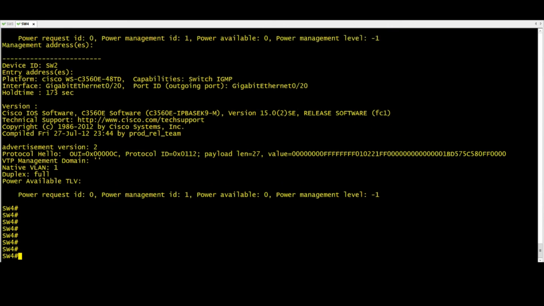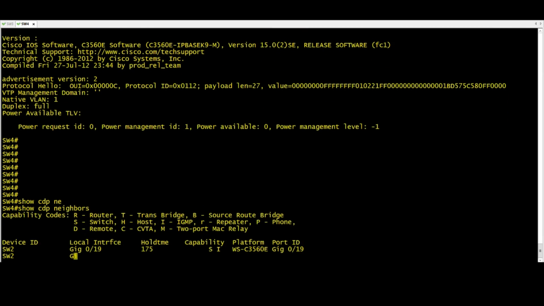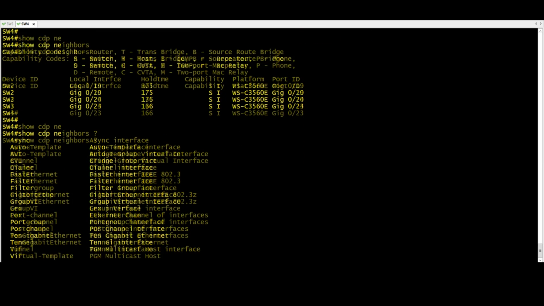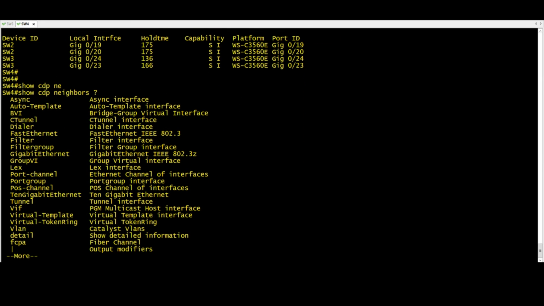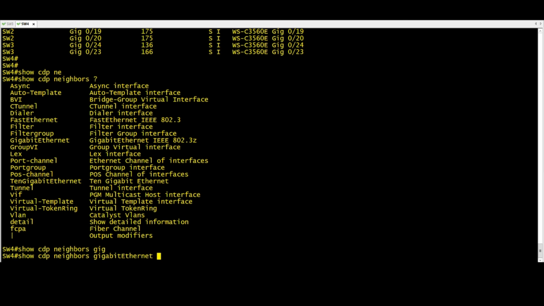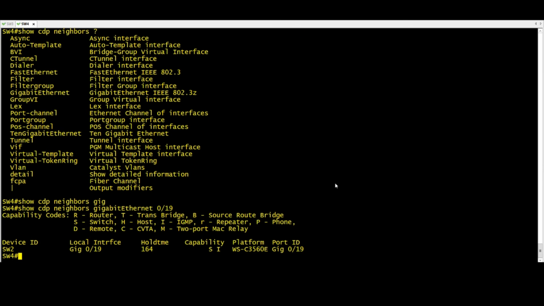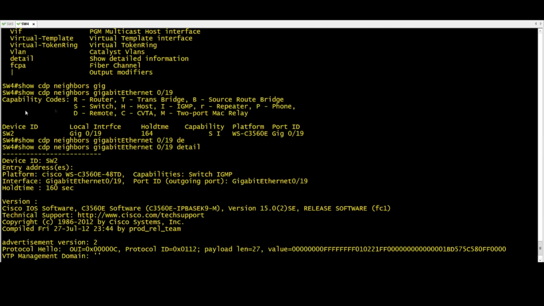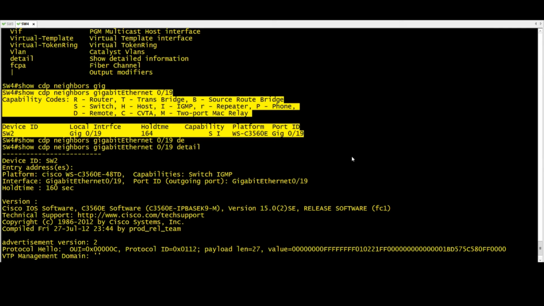If we're interested in just a particular neighbor, we can say the show CDP neighbors, question mark it, and then we can pop it on a particular interface. Let's say 19, and then we can hit the detail to just filter it out. So you can see that only this comes back by default, because as you can imagine, this switch has 48 ports. If it connects to 48 devices that supported CDP, there'd be a lot of information, so make sure you know how to filter it down.